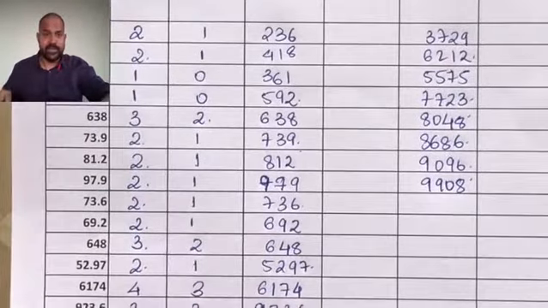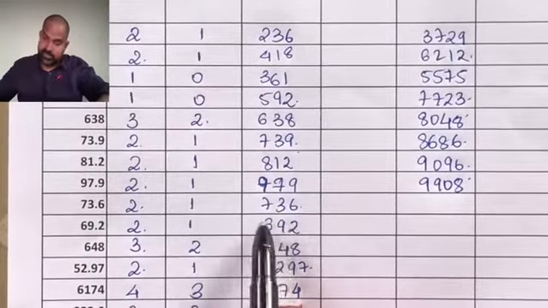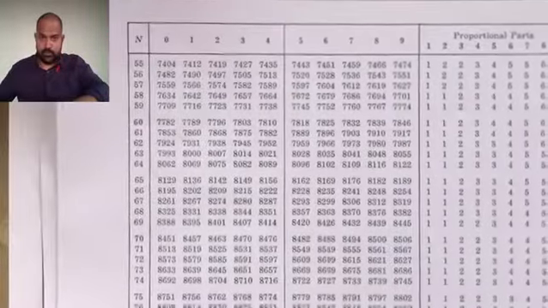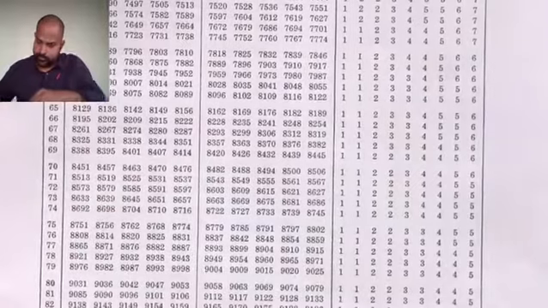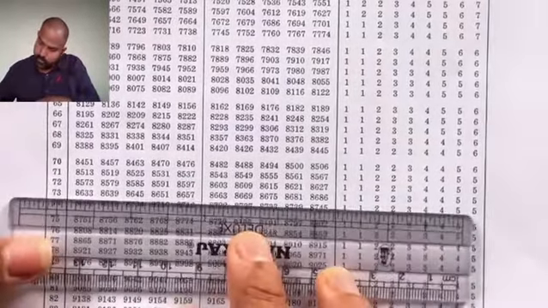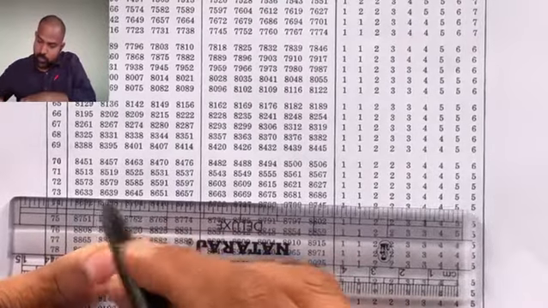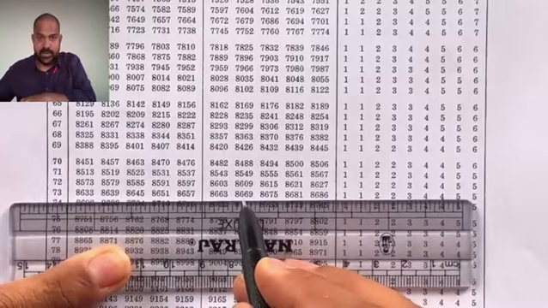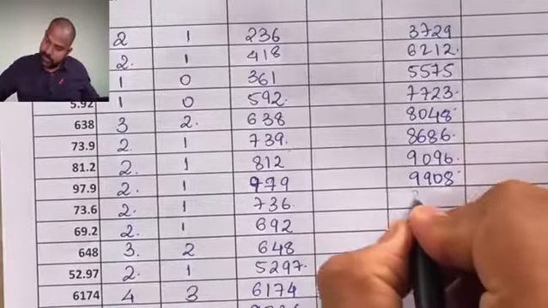Next, in 73, you are looking for 6. So 736 is in 73, we are looking for 6. So in 73, somewhere here, we are looking for 6. So 0, 1, 2, 3, 4, 5, 6 is 8669. So 8669.